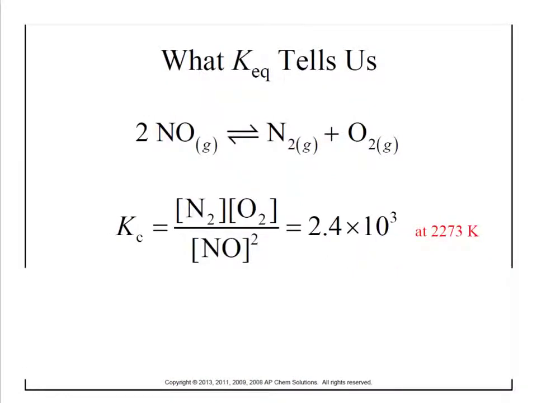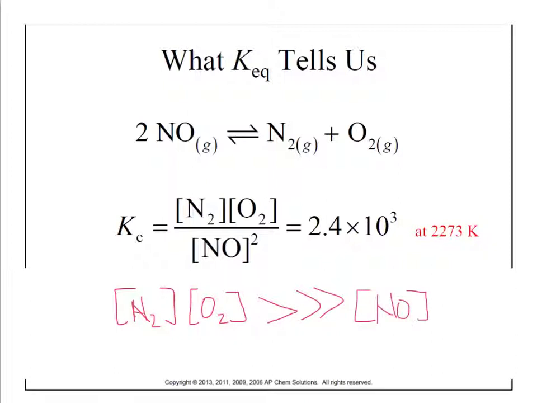So here's another one, and in this case this is a very large number. It's 2400, 2.4 times 10 to the third, which means that our top number in this case is going to be larger, so we have a value greater than 1. And so that means the concentration of N2, it's an N, sorry folks, times the concentration of O2 is going to be greater than, and in fact much greater than, the concentration of NO squared. So in this case, we're going to have mostly products. So this reaction does go pretty close to completion, or mostly it's going to be product favored.